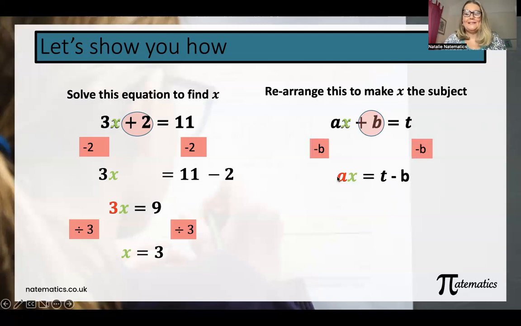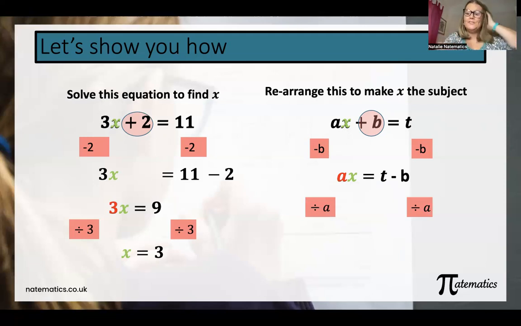Okay, so last step is, well, we want x. The a is in the way, so that's the next thing that we've got to strip away. What's the a doing to the x? Multiplying. What's the opposite of multiplying? Dividing. So we do the same to both sides.